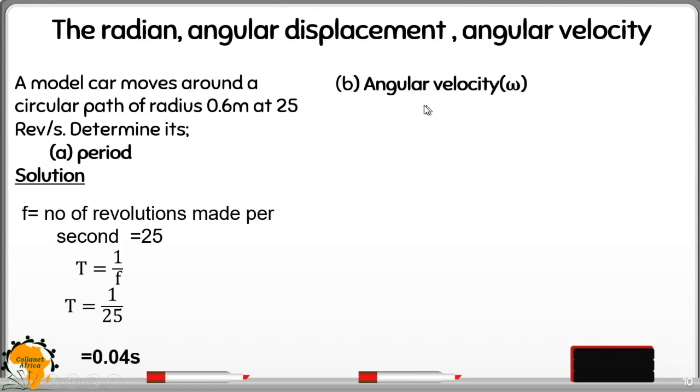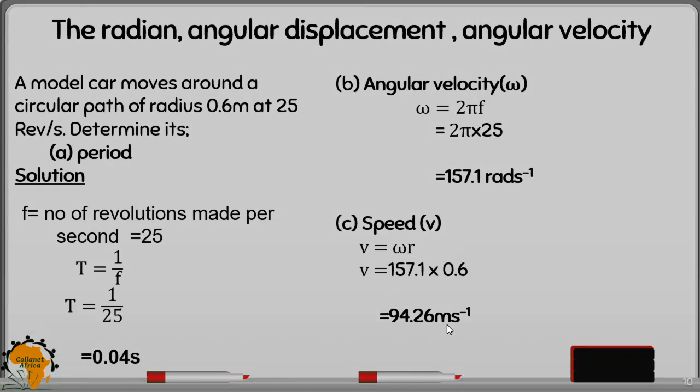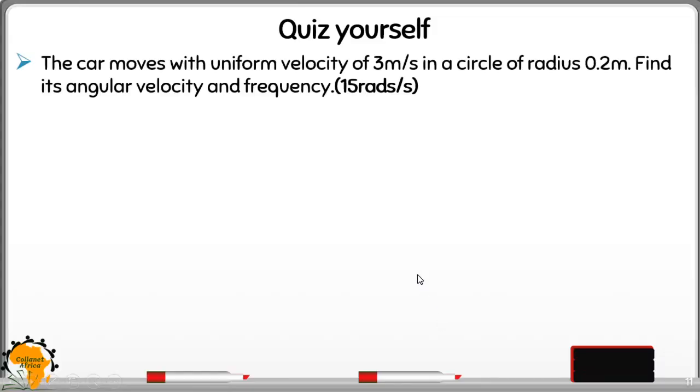Then part B, you are supposed to calculate the angular velocity. From our derivation, we have seen that omega is equal to 2 pi f. So we just multiply 2 pi times our frequency, which is 25. You get that it is 157.1 rads per second. Then finally, we look at the linear speed. Our linear speed v is equal to omega r, or r omega. So we just put in our values, with r being 0.6 meters, and you get 94.26 meters per second.